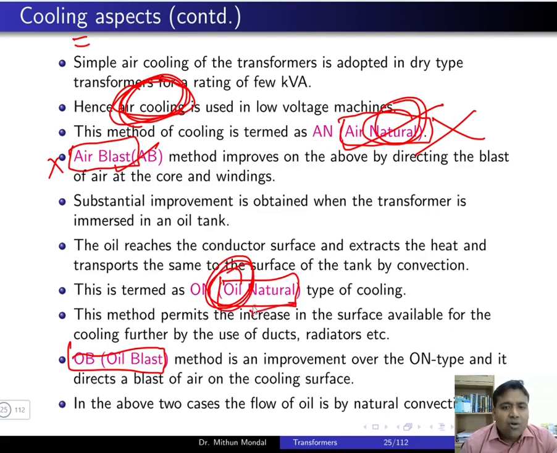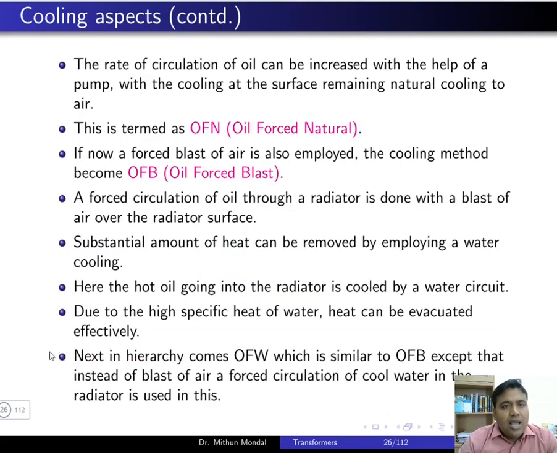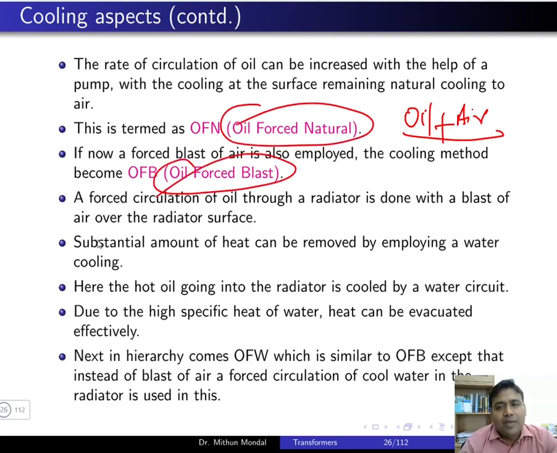So if naturally the oil is cooling, then it is oil natural cooling. If you are moving the oil through an external source to take away the heat from the winding, then it is known as oil blast cooling. And there is again a combination of oil and air. So there will be a combination of oil plus air. That will be known as oil forced natural or oil forced blast. It means a combination of air and oil will be used for cooling the transformer. And this will help in taking a sufficient amount of heat out from the transformer.